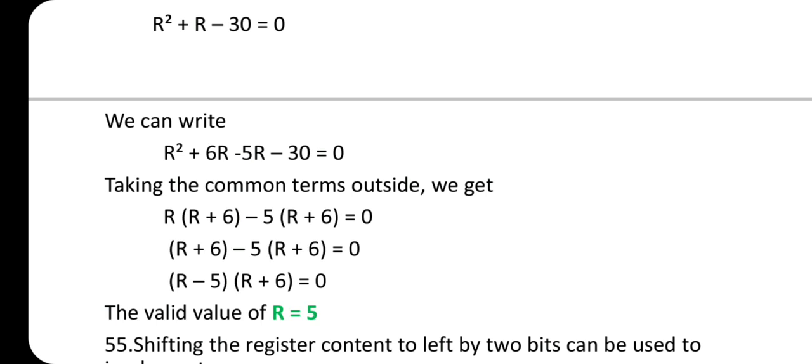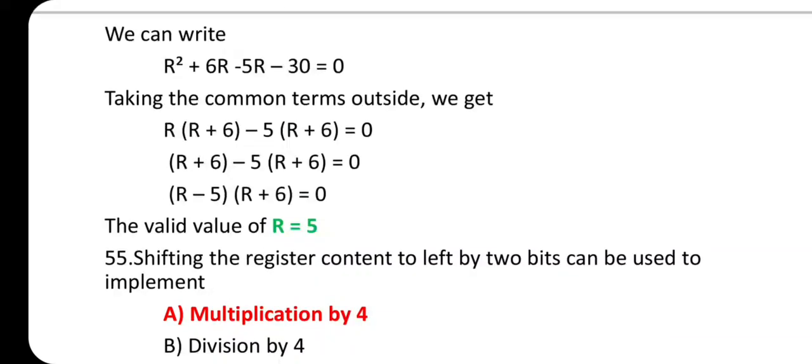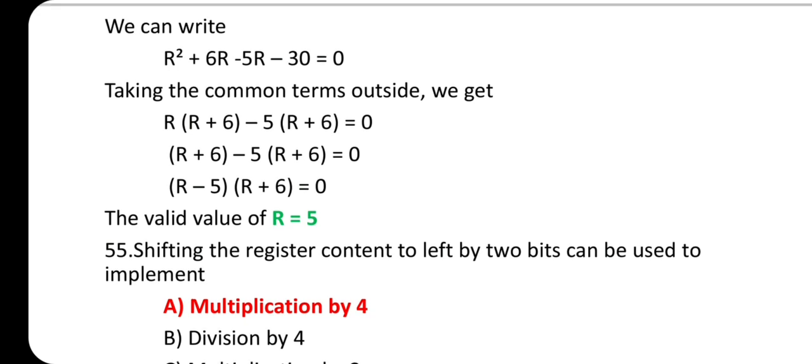Taking the common terms r plus 6 outside, that is r minus 5 into r plus 6 equal to 0. Here we get the values of r: r equal to 5 and r equal to minus 6. The valid value of r is 5.